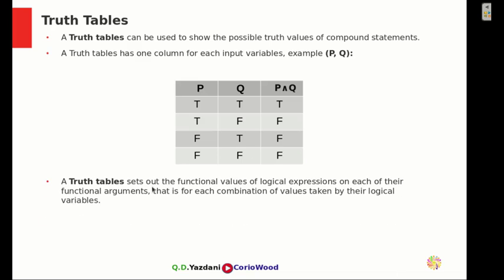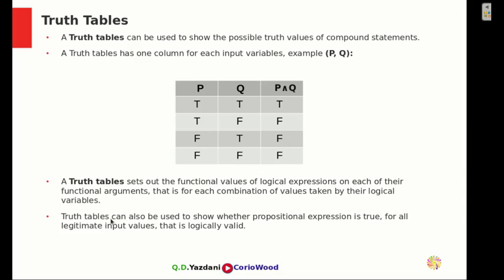A truth table sets out the functional values of logical expressions on each of their functional arguments, that is, for each combination of values taken by their logical variables. Truth tables can also be used to show whether a propositional expression is true for all legitimate input values, that is, logically valid.